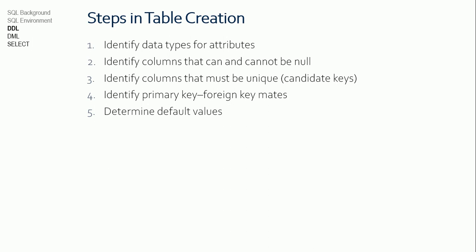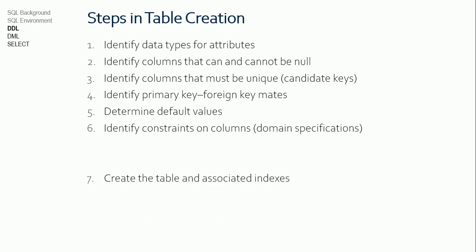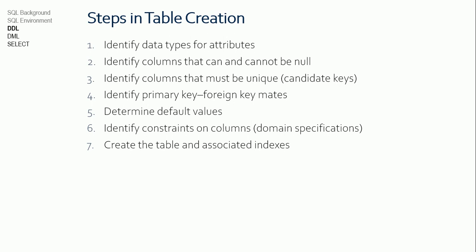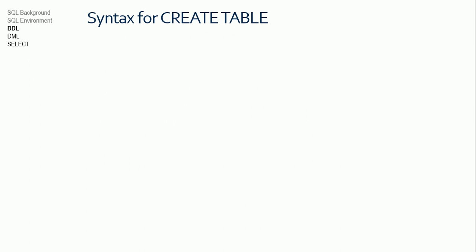We maybe brainstormed on default values. We didn't really do that in our diagram, but we didn't need to. But we might need some default values. Identify any constraints, domain specifications, right? So constraints are what's allowed in a certain field or a certain column. And then we create the table with any associated index. That was the last step. We created that create statement, which I asked you about in the midterm exam.